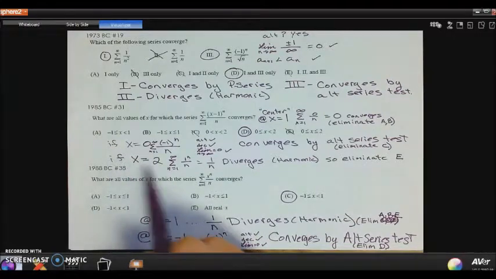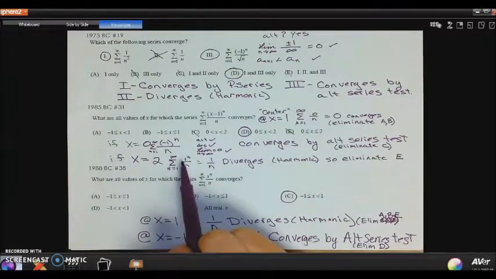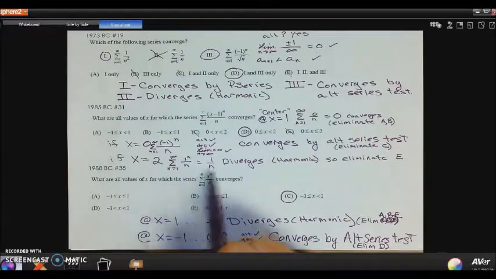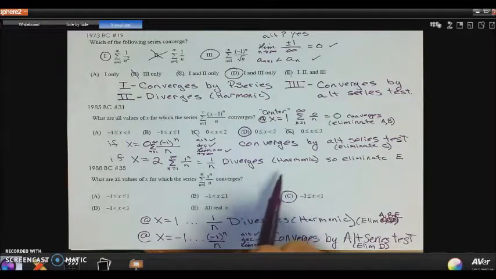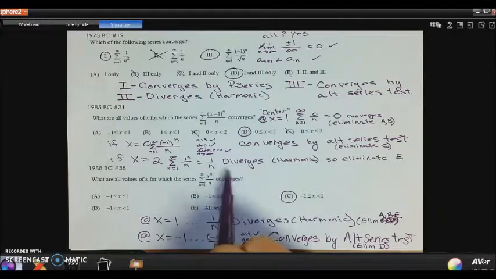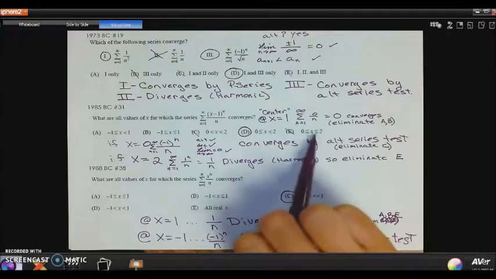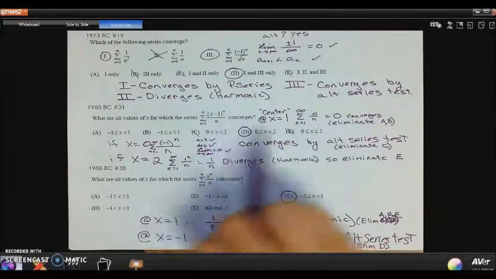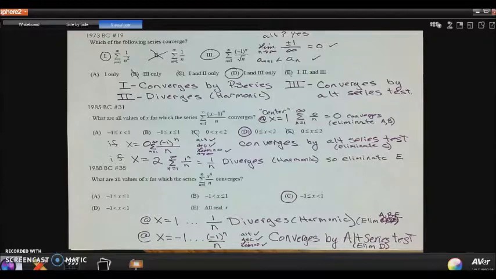So if it's x equals 2, then I'd end up with 1 to the n over n, and that's the same thing as 1 over n, and we know that 1 over n diverges because that's harmonic. So 2 cannot be included because that diverges, so that eliminates choice E, so you're left with choice D there.